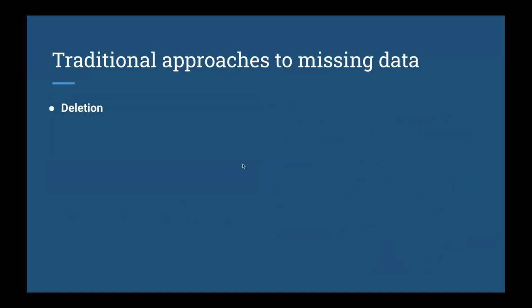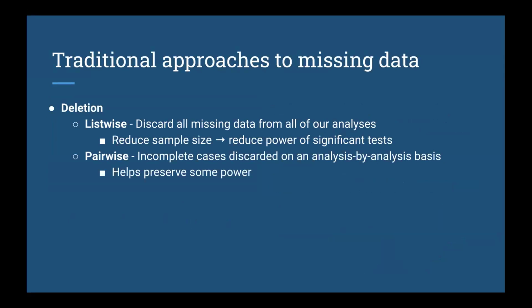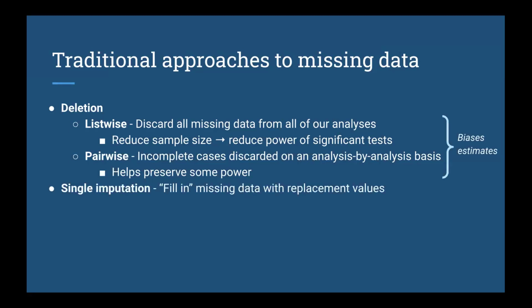Deletion is one approach to missing data, and there are 2 types of deletion. The first is listwise deletion, where you discard all missing data from your analyses. This is bad because it reduces the sample size a lot, and that causes a reduction in the power of your significance tests. Pairwise deletion is where you discard the incomplete cases on an analysis by analysis basis. This helps preserve some power, but it's still pretty bad to do. Both of these bias your estimates.